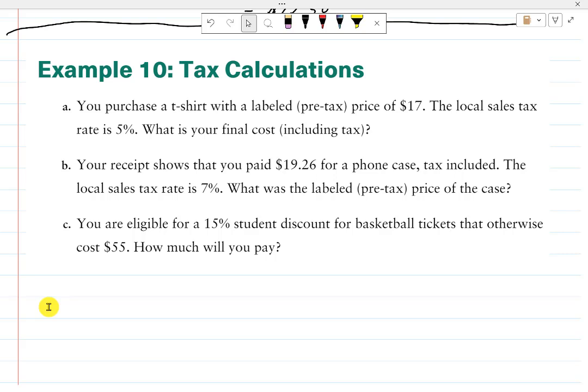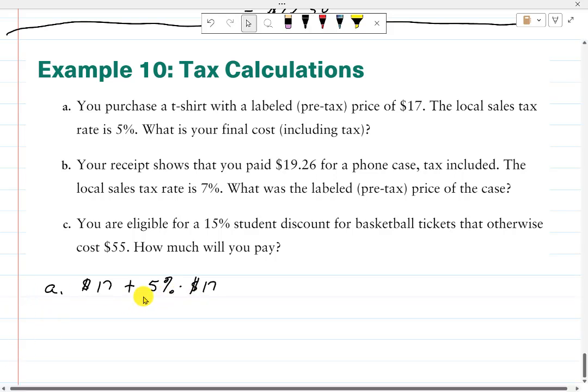Here, these are sales tax problems. In Part A, you purchase a t-shirt with a labeled pre-tax price of $17, and the sales tax is 5%. So what's your final cost? I'll just do these in order. A. So what we're going to have is $17, but we're also going to have 5% of that same amount, and that's going to be the total that you pay.